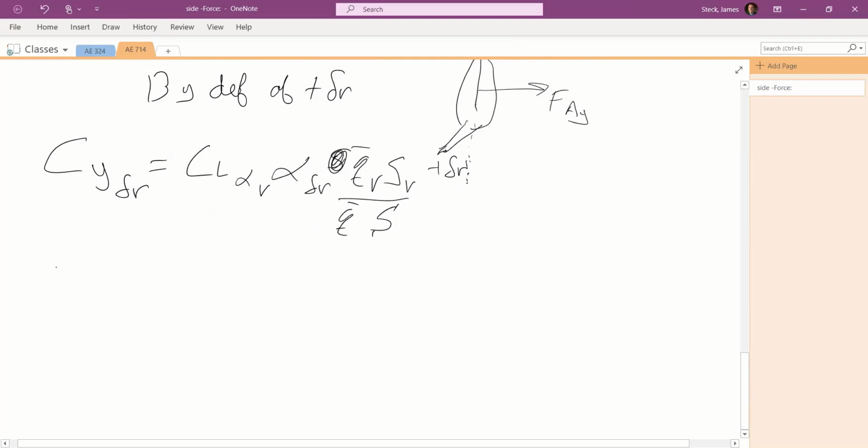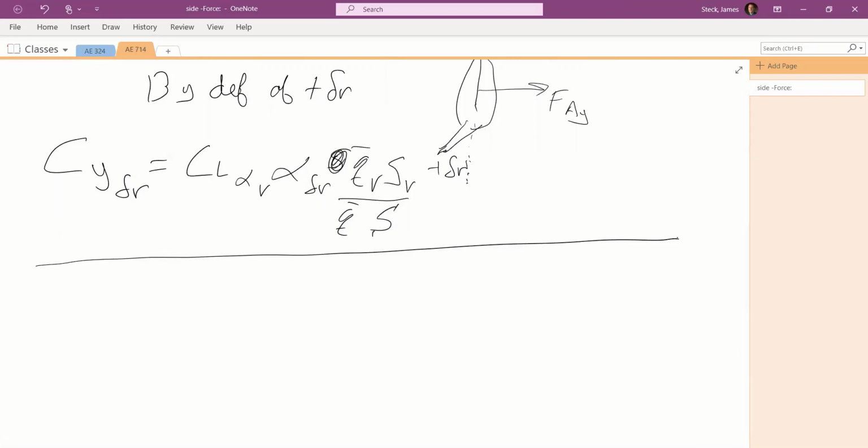So now we've completed the side force. We have the side force due to beta, comes from the wing dihedral, the fuselage, the vertical tail, and the rudder. No ailerons, really. So questions about that?